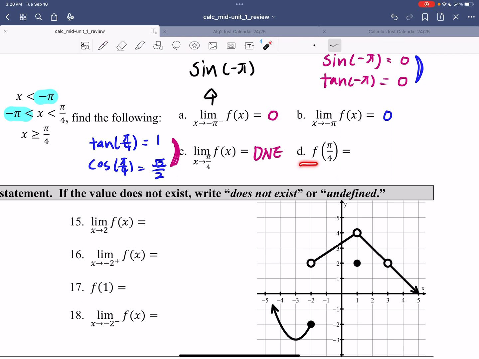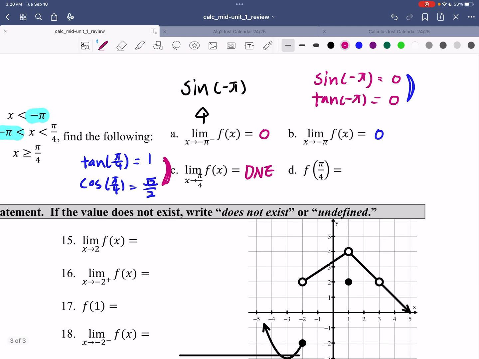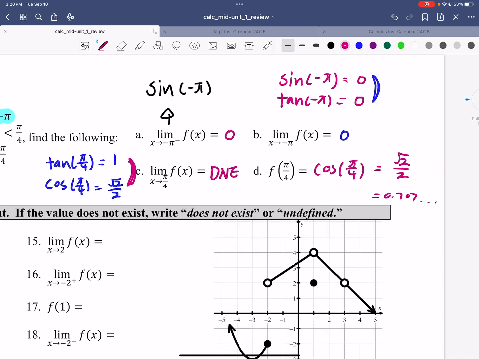Last one. What about the function at pi over 4? Which means this one should be equal to pi over 4. That I cannot use because x should be smaller than pi over 4. But I can use this because x can be greater than or equal to pi over 4. So this one is cosine of pi over 4. And if you use a calculator, you're going to get square root 2 over 2. Well, you will probably get 0.7, something like that. So that's it.